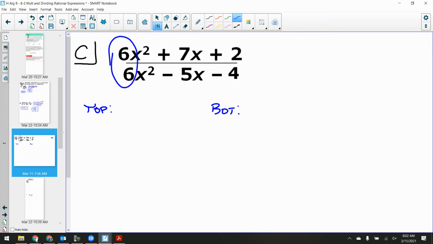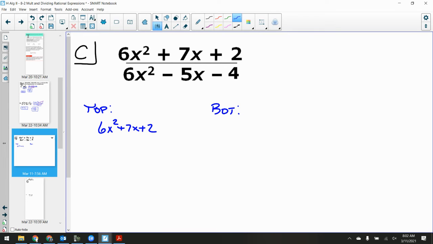Now, can I cancel the 6? No. I cannot cancel the 6. Even though it is being multiplied, that term is still being added to another term. You cannot just cancel out the 6s. You have to get it down to its prime factorization before you start canceling out. So let's get the top down to the prime factorization. 6x squared plus 7x plus 2.